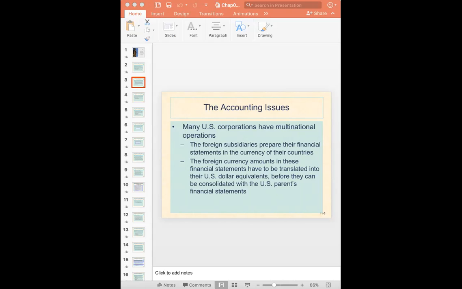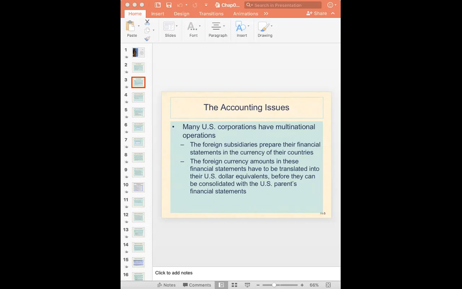So for example, in the US, an auto manufacturer probably, so they are focusing on auto manufacturing. So manufacturing subsidiaries probably in China, in Canada, in Mexico, in the United Kingdom. So the foreign subsidiaries prepare their financial statements in their home currency, right? So for example, in the United Kingdom, they prepare it in pound sterling. Like the Mexican subsidiary reports in peso, right? So the foreign currency amounts in the financial statements of these subsidiaries have to be translated, right?